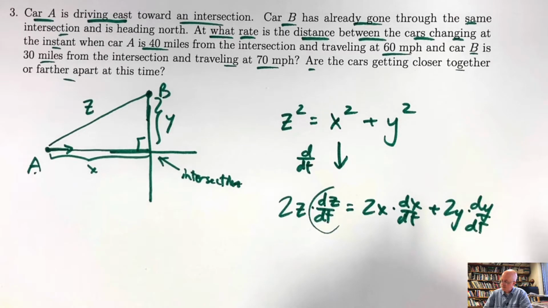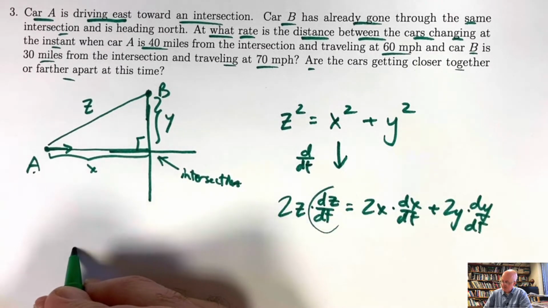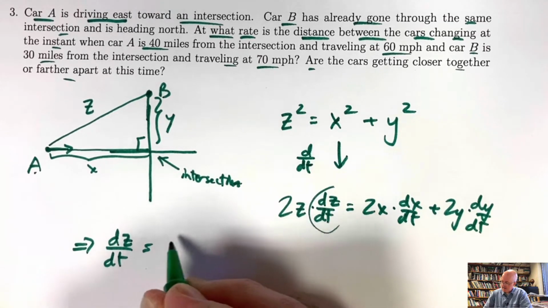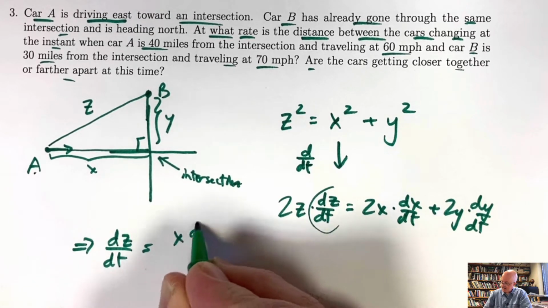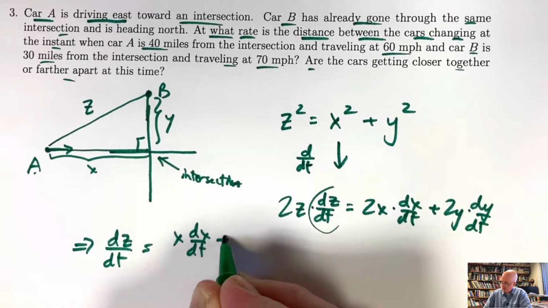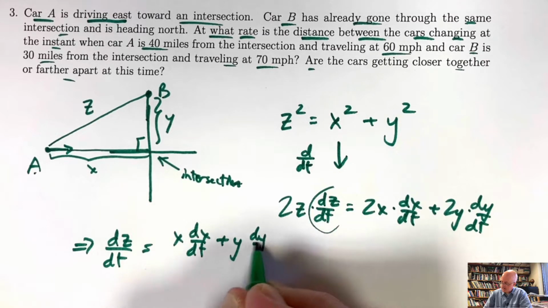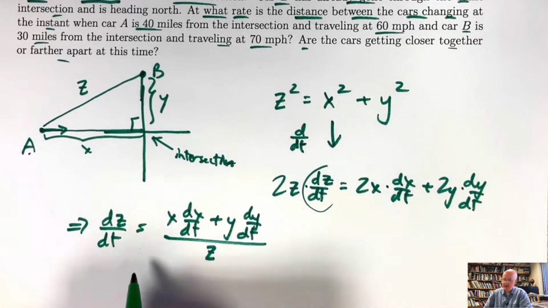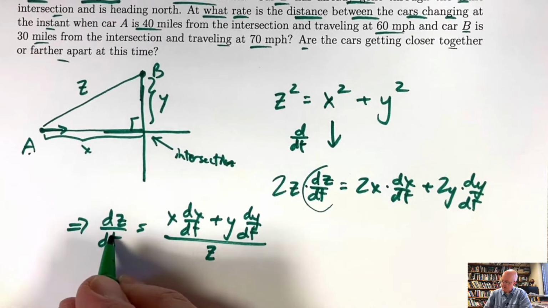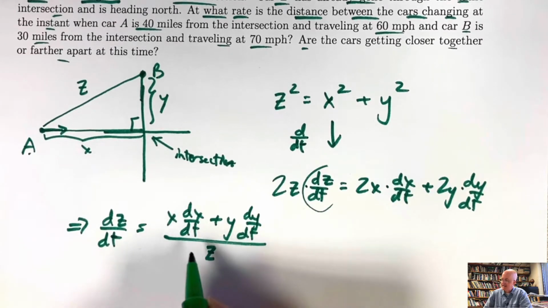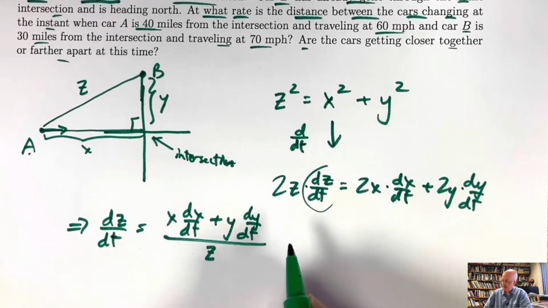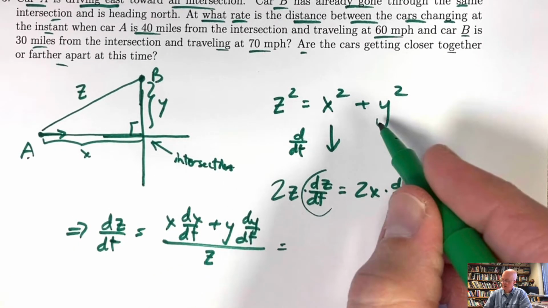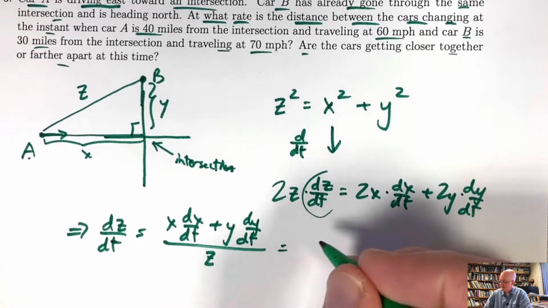Divide everything by 2 and divide everything by z, and you'll get dz/dt is x times dx/dt plus y times dy/dt, all over z. That is an equation that gives you the rate of change of z with respect to time in terms of x, y, z, dx/dt, and dy/dt. Of course, z could also be replaced by the square root of this thing, so I get rid of the letter z.